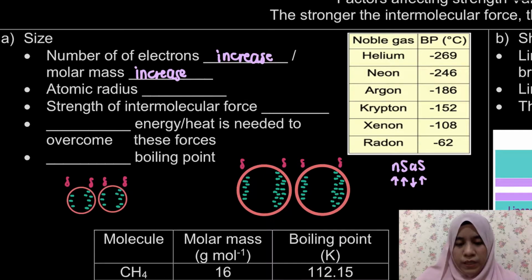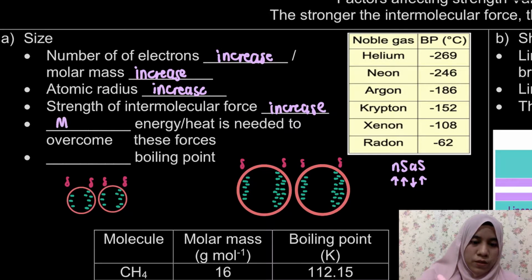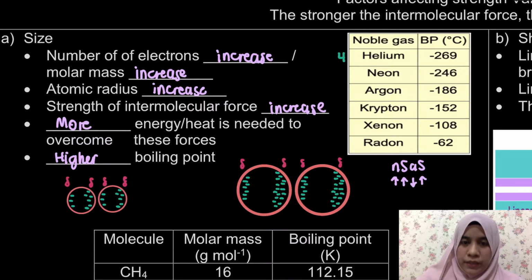So what will happen here? The atomic radius will increase, and the strength of intermolecular force will increase. More energy or heat is needed to overcome these forces, and then it will have a higher boiling point. For example, for helium here, I'm just going to write down its molar mass, which is 4. Here, the molar mass of krypton is 83.8. So for example, this is my helium, this is my krypton.